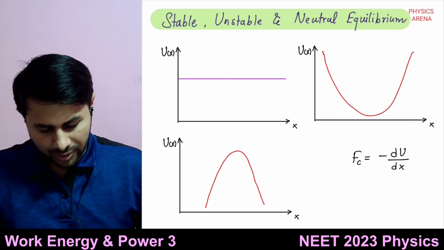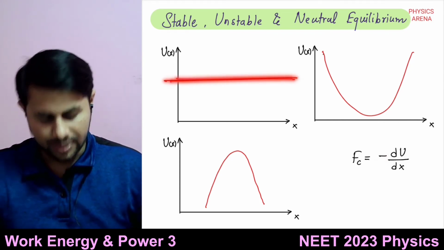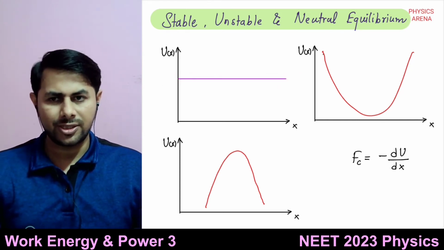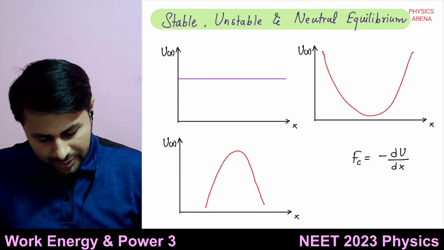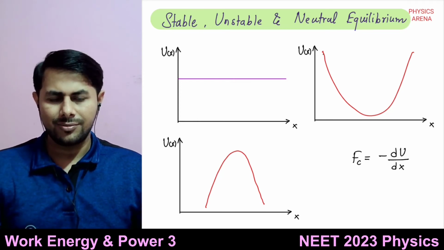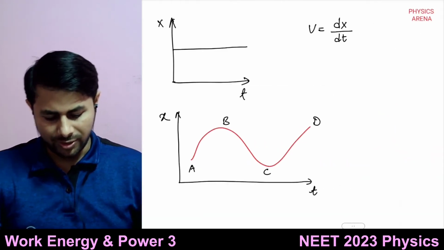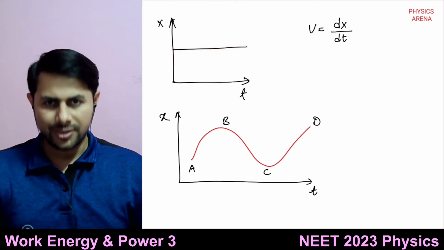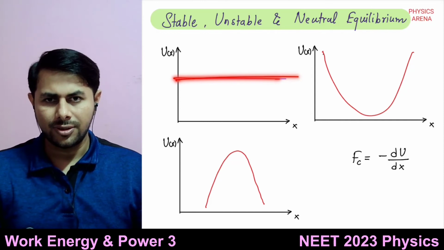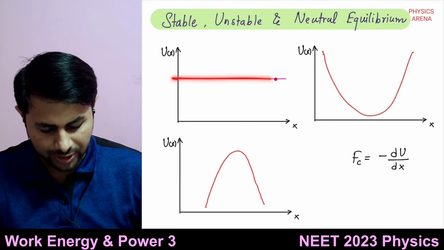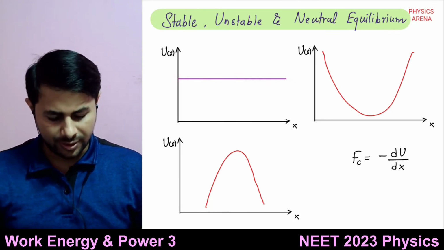So if the potential energy function is like this, that means force is equal to 0 everywhere, because this graph is a horizontal line. What is slope of horizontal line? It's 0. What is derivative of this thing? It's 0. So what is the force on an object whose potential energy function is like this? It is 0.